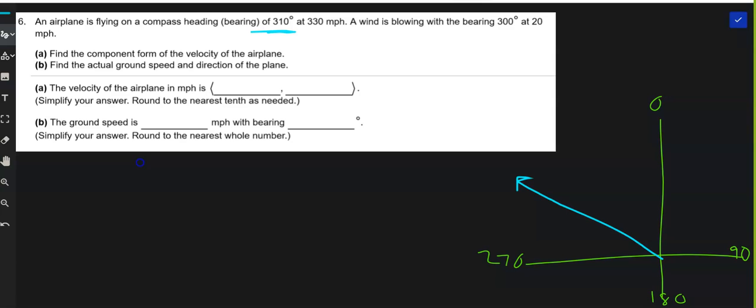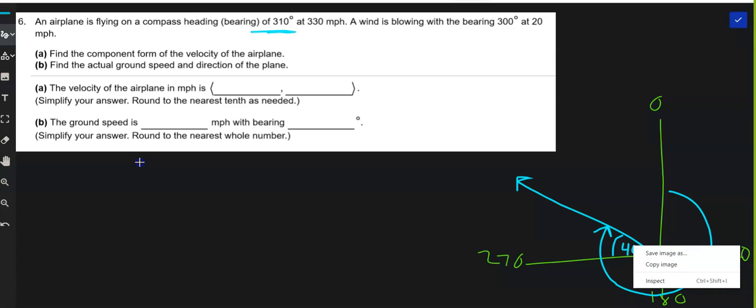Airplane's going that way. What's the angle inside here? If this is 310 degrees, what's the angle inside there? 40? You are correct, right? 310 take away 270 is 40.